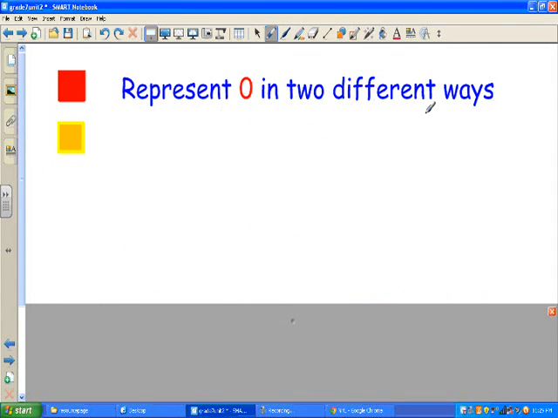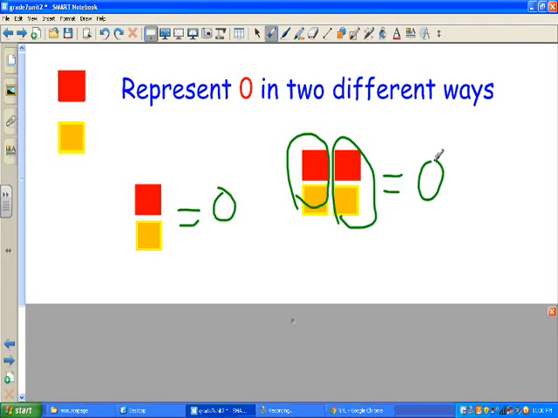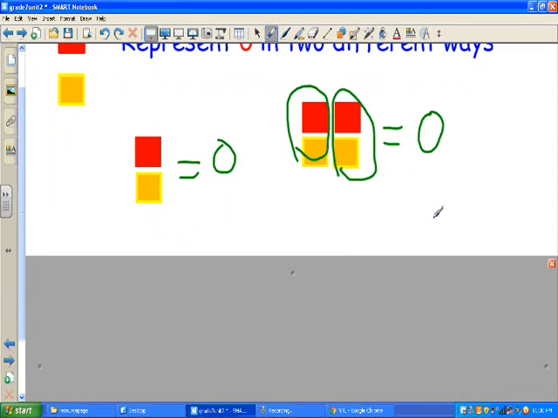So how can we represent 0 in two different ways? Well, the easiest way, take one pair of those, because we know that that represents 0, because they're zero pairs. Can we do another way? Well, sure. Take one of those and one of those, it's still 0. Take another one of those, that's still 0. I can circle it just to show how they cancel each other out, and the answer is 0. So there's lots and lots of ways you can keep representing numbers.